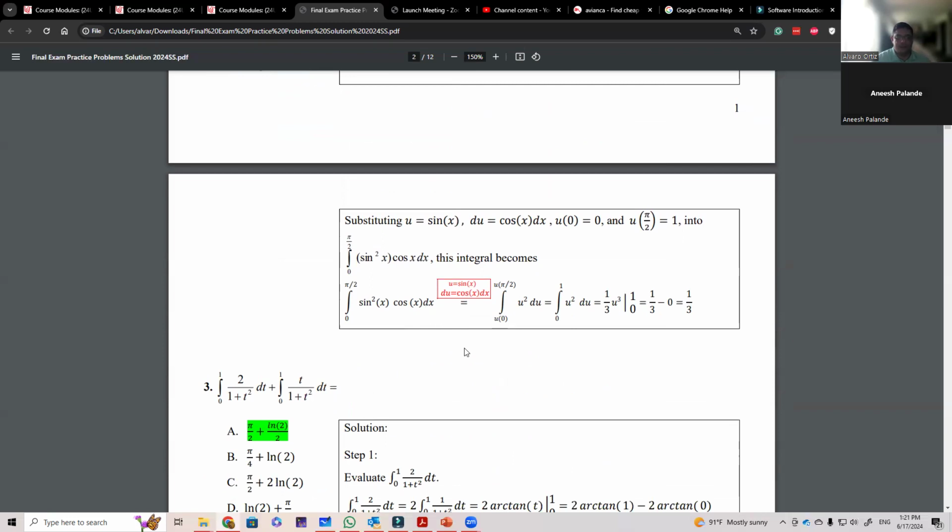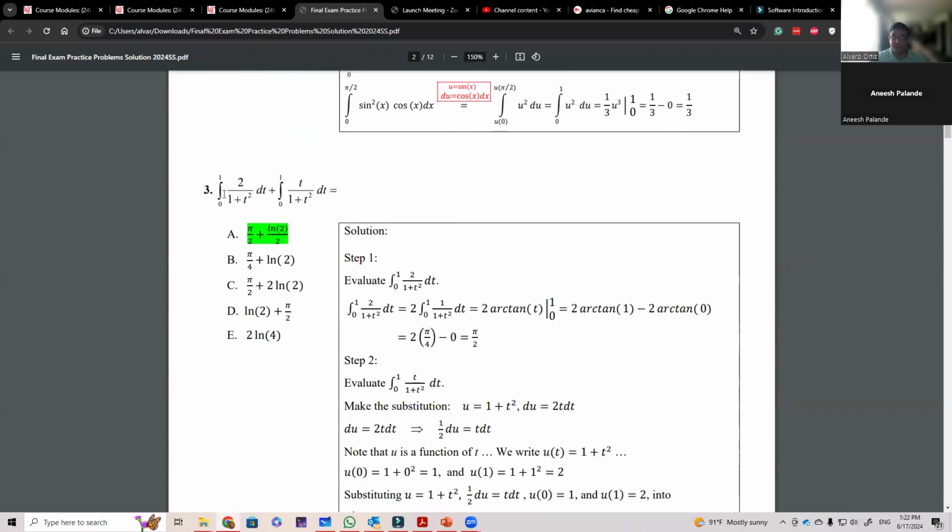Sometimes you're going to have integrals that are a sum or subtraction of things that look very similar to antiderivatives that you might have. So for example, here, number 3, we have the integral from 0 to 1 of 2 over 1 plus t squared. And notice that this is an arctangent. I can put the 2 in front too. And so that's just the derivative of arctangent. So when we integrate 1 over 1 plus t squared, that's going to give me 2 arctangent of t.